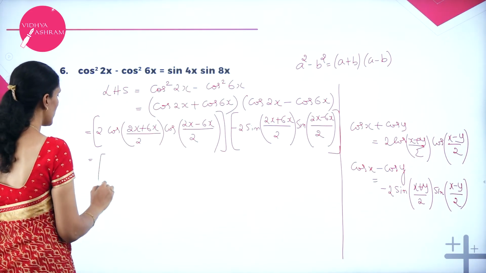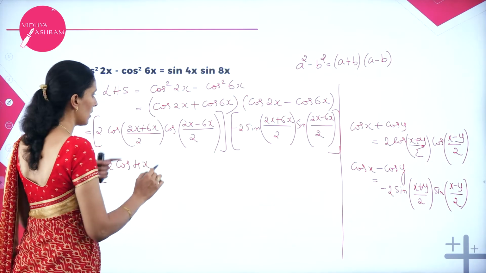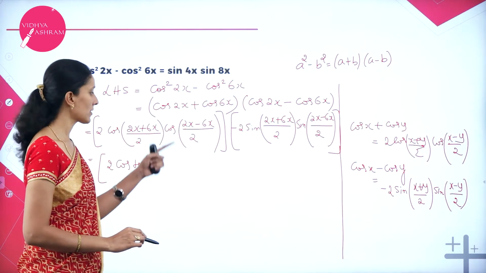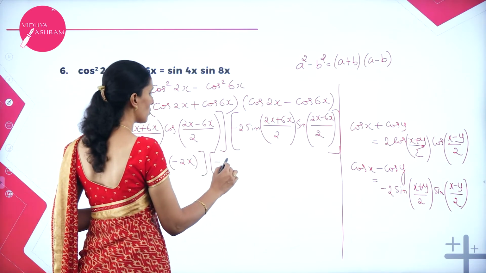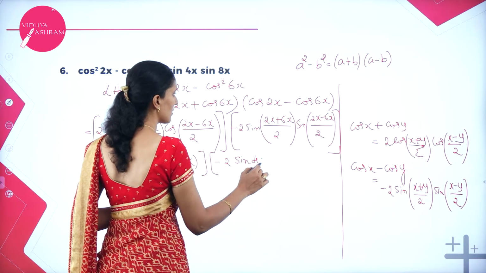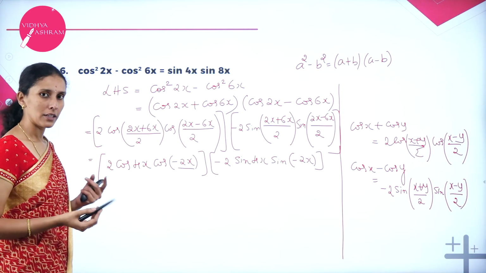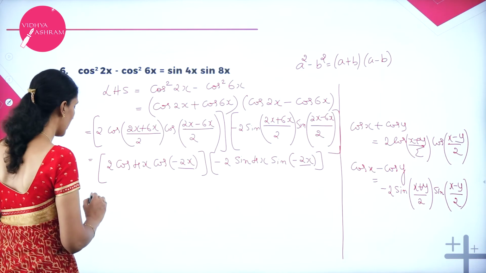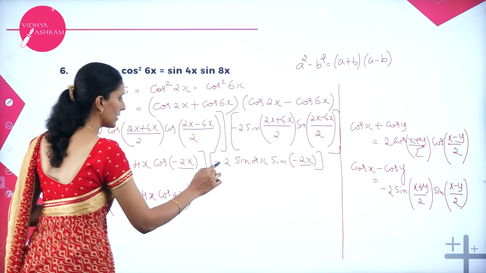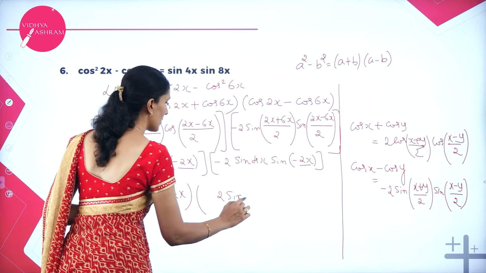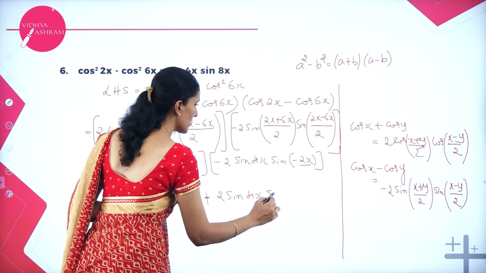Solve this now. This is 2 cos, 2x plus 6x is 8x, 8x by 2 is 4x. And here 2x minus 6x is minus 4x, minus 4x by 2 is cos of minus 2x. And here again it is minus 2 sin 4x sin of minus 2x. What is cos of a negative angle? It is positive. Sin of a negative is the negative of sin. So here now it is 2 cos 4x cos 2x, and here it is 2 sin 4x, and here it is minus of 2 sin 2x. When you take the minus outside, it becomes plus. So it is sin 2x.